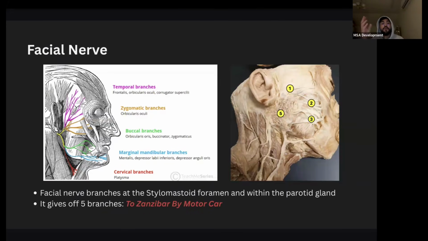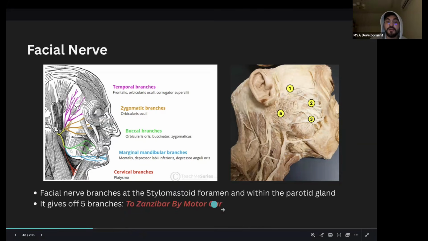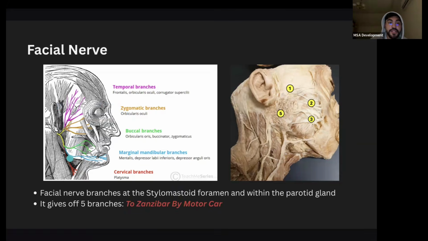So how would you memorize this? This is a very nice mnemonic: To Zanzibar by motor car. So you'll have temporal, zygomatic, buccal, and then along the mandible, you're going to have the marginal mandibular branch, and then you're going to have the cervical branch along your platysma. So it's very important that you know these and you know what each supplies.